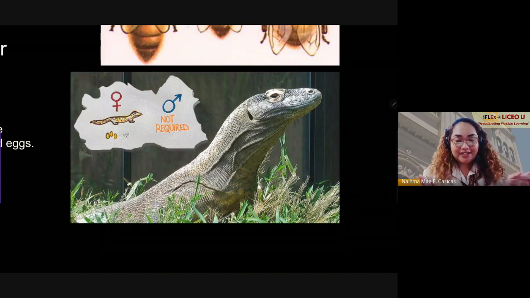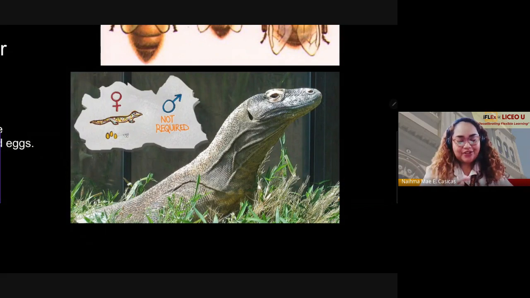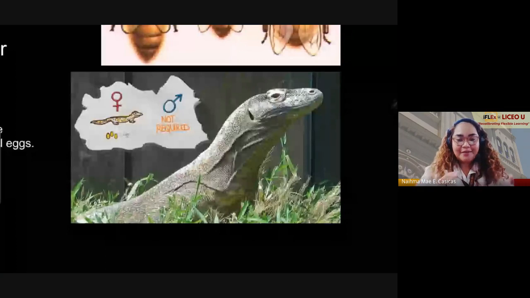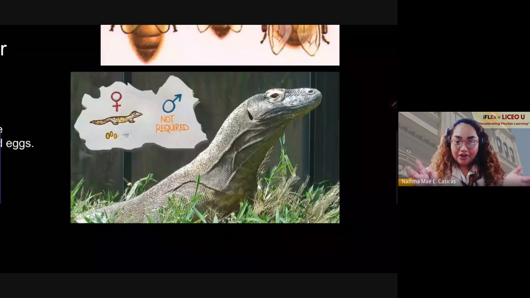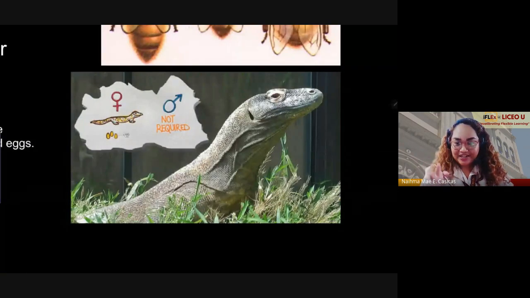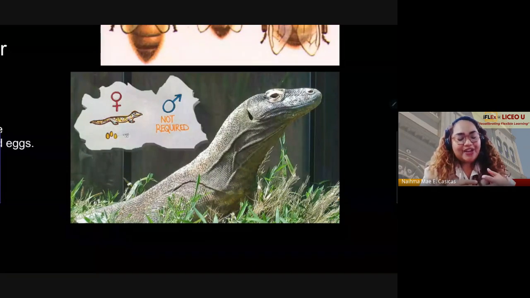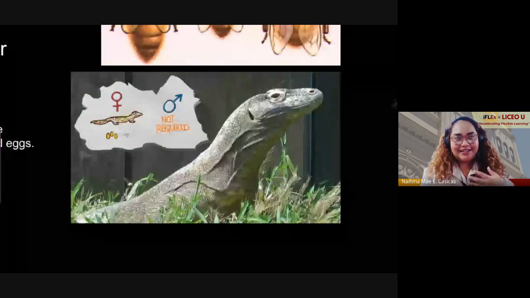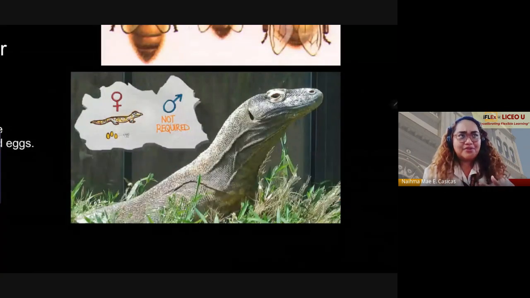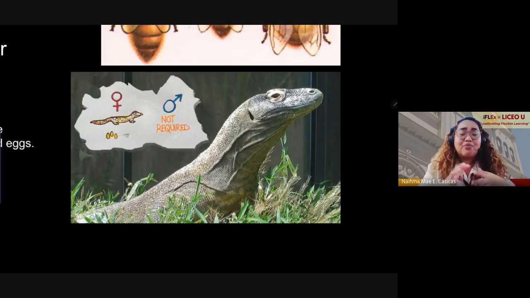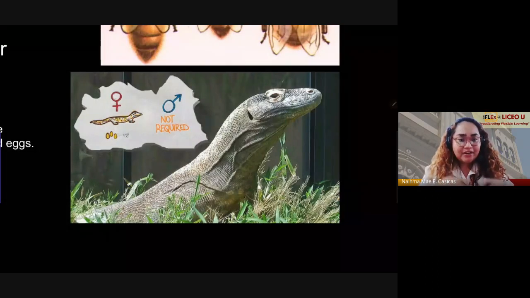Now, these Komodo dragons, if you didn't know, are a type of lizard. They are related to the monitor lizard, your bayawak, but Komodo dragons are significantly larger and more vicious. Sometimes Komodo dragons actually chase human beings. So, when the biologists came to this island, they discovered that a lot of the Komodo dragons on this island were female. Most of them were females, and there were only a couple of males.